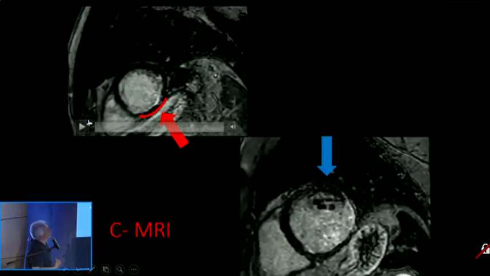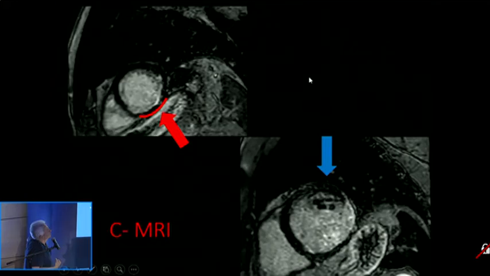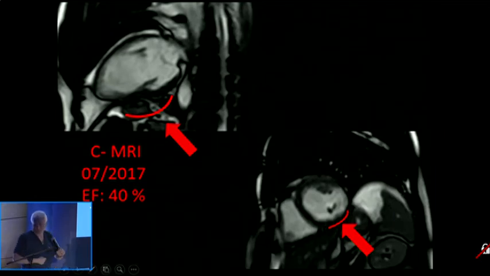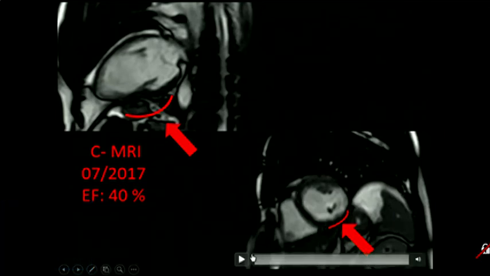Can you hear Miguel? Can you hear Miguel? No, but we can clearly see the enhancement.